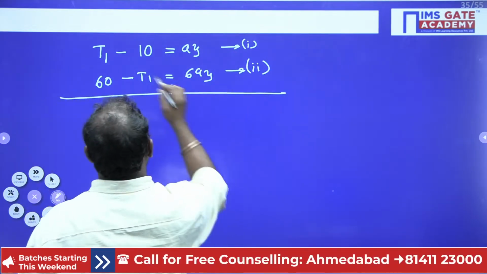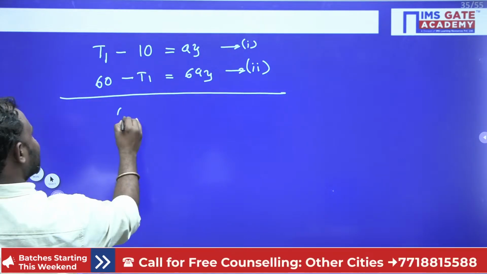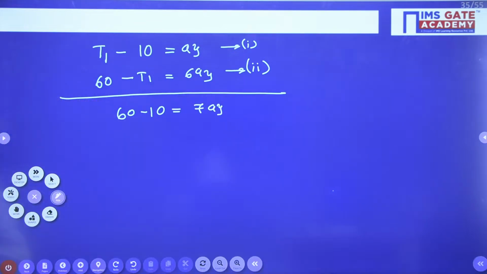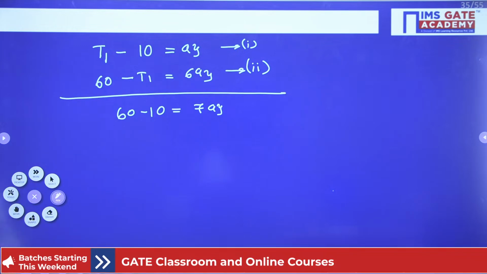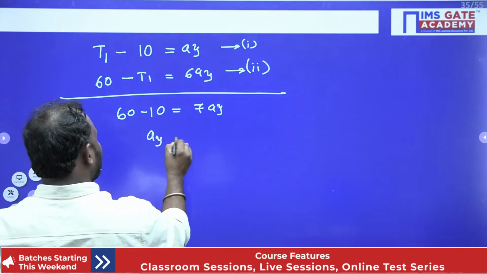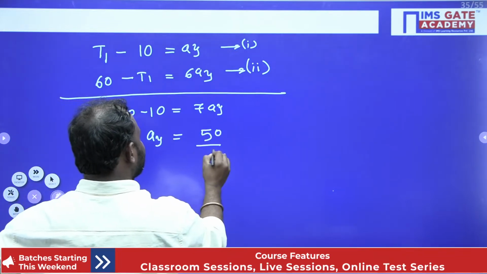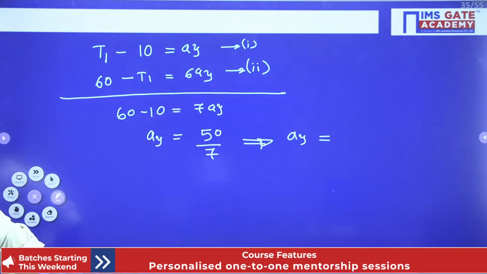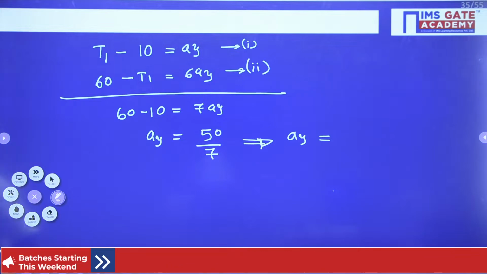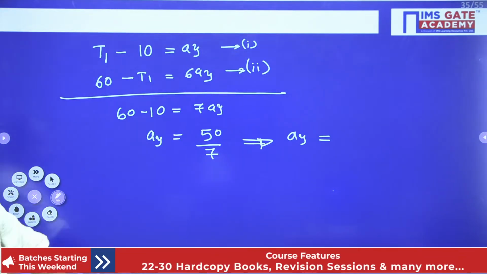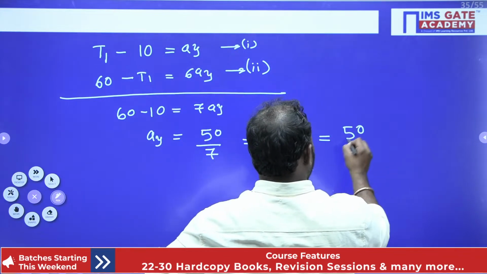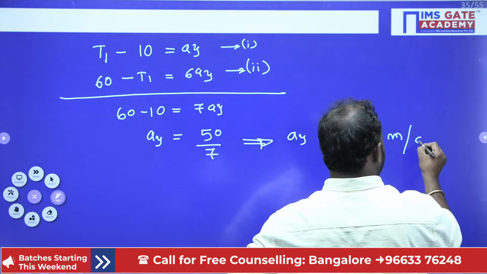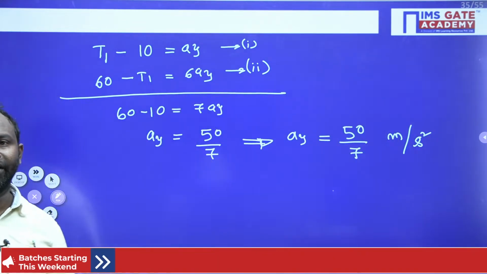We just add these equations, plus and minus will cancel, right? Now here 60 minus 10 is equal to 7 a_y. What do you say, guys? 7 a_y, right? Now a_y is equal to 50 divided by 7, such that I am going to get my acceleration in the y direction as 50 by 7. So we will keep the 50 by 7 the same and solve this at the next step. And one more thing, units are meters per second square. Clear everybody, guys?